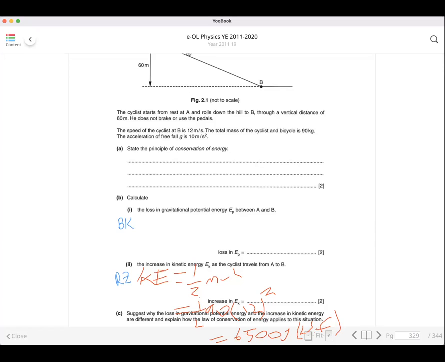Hey, your handwriting is worse than mine. Okay, in exam is fine. I'll give you the 2 marks. But in between, can you write down the actual answer? Okay, can you put here 6480 joule? Then you round off to your final answer. Is that clear? Then you put your 2SF.